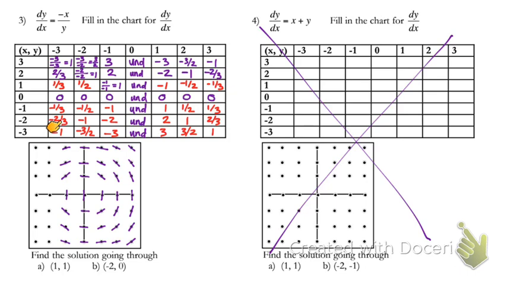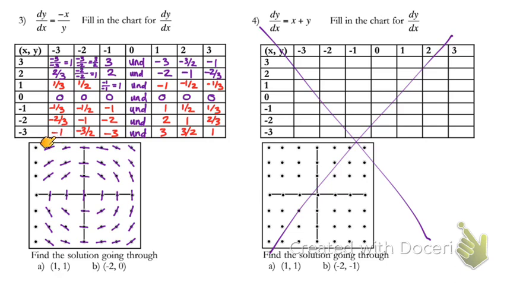The next row, -2/3, -1, -2. And then undefined. Then 2, 1, 2/3. So steep, a little less steep, a little less steep.